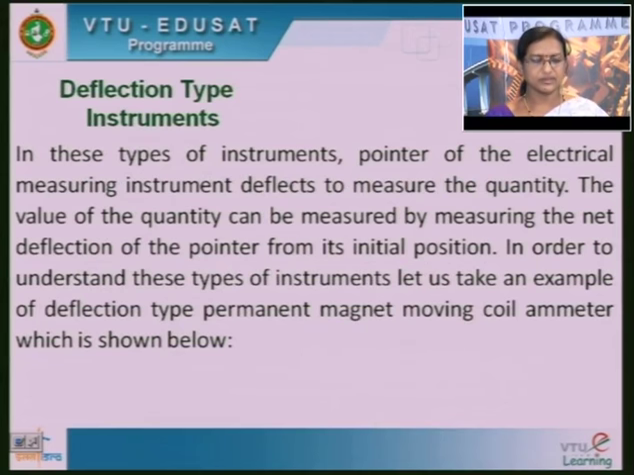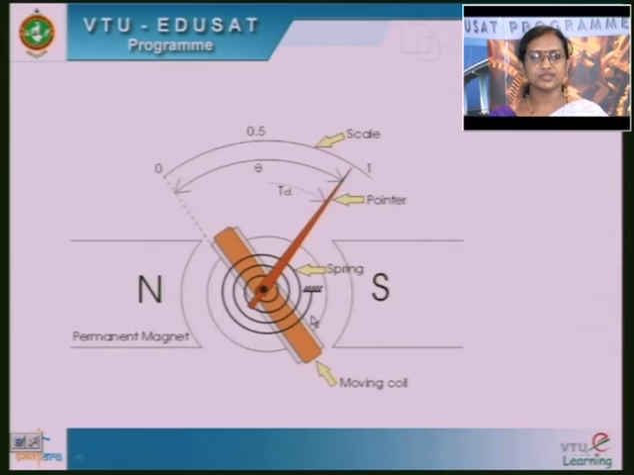Now you see what the different types of deflection instruments are. In these instruments, the pointer of the electrical measuring instrument deflects to measure the quantity. The value of the quantity can be measured by measuring the net deflection of the pointer from its initial position. To understand this, see this diagram. Between the two permanent magnets you have the spindle, the spring is connected to it, and the movable part, the pointer, is attached to this. This spring is used to generate the controlling torque to avoid error in the deflection.